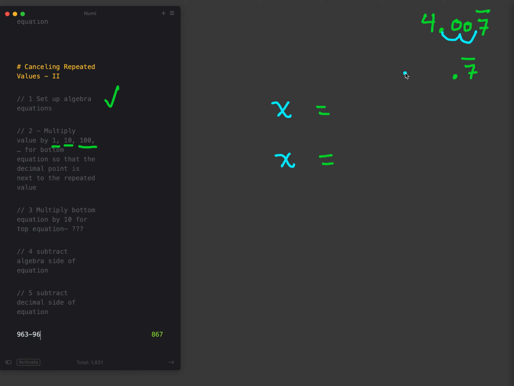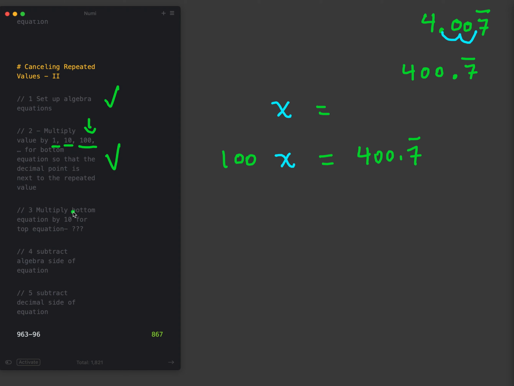And so this ends up looking like 400.7 repeating. So 4 times 100 is 400, and that kind of makes sense, but you could also think about it as moving the place value twice. And so down here, I'm going to say 400.7 repeating, but this time I actually multiplied by 100. So I'm going to say 100x is 400.7 repeating. So this step is completed. Now notice the difference here. This was new. We had to multiply by 100 because I had to move the place values twice.